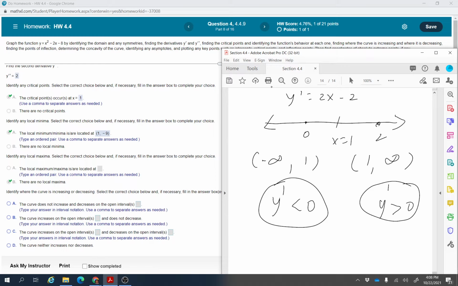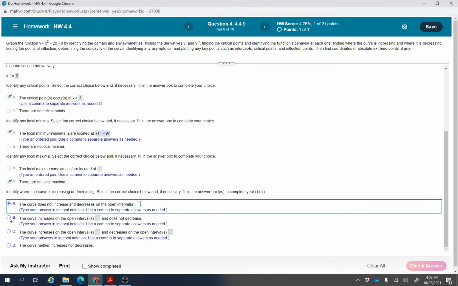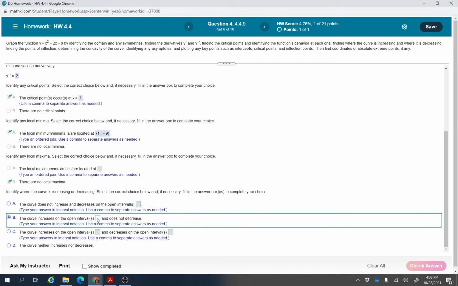Okay, no, sorry, it's opposite. It's increasing if the first derivative is positive, and decreasing if the first derivative is negative. So it's decreasing here and increasing here. So the answer is the curve increases on an open interval.